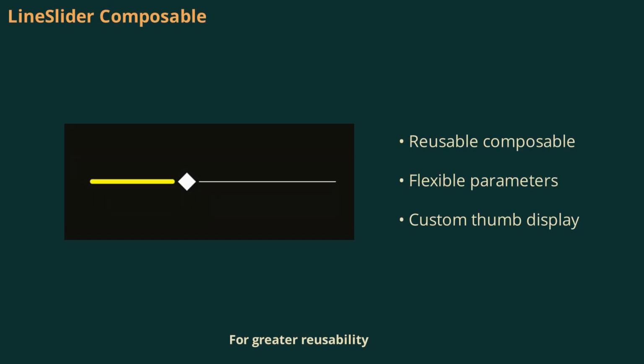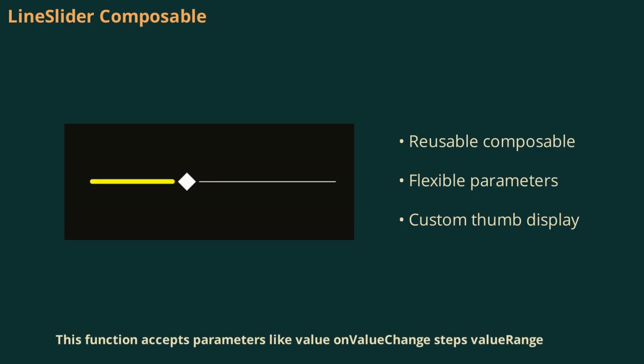For greater reusability, you can encapsulate your custom slider logic in a LineSlider composable. This function accepts parameters like value, on value change, steps, value range, and a thumb display function for custom text. By organizing your code this way, you make it easier to reuse and maintain, and you can quickly adapt the slider for different use cases. The LineSlider composable is a flexible foundation for building advanced slider components.